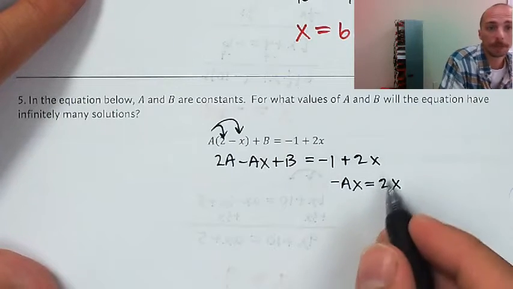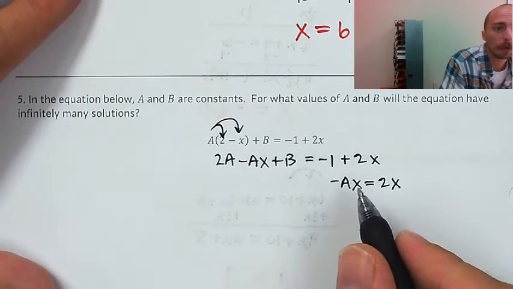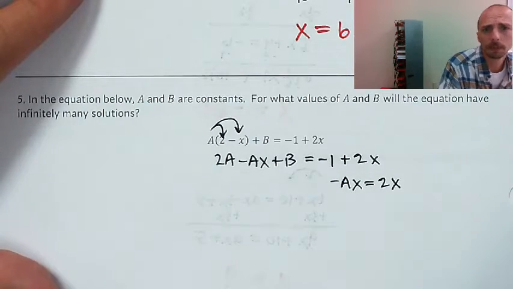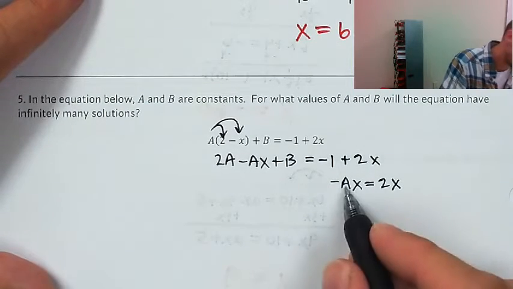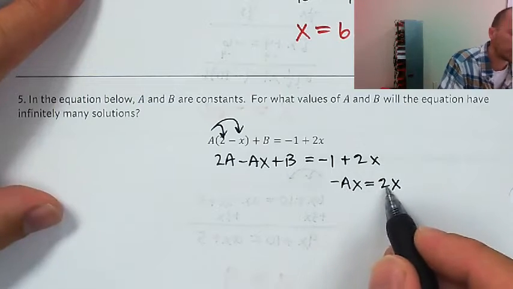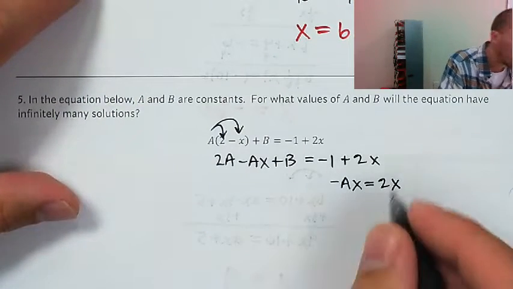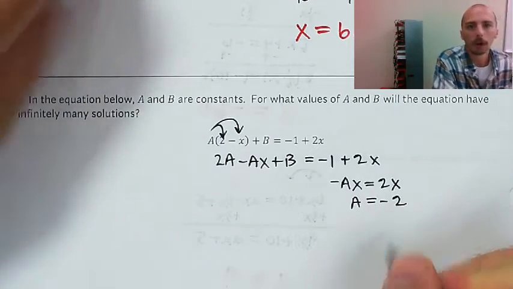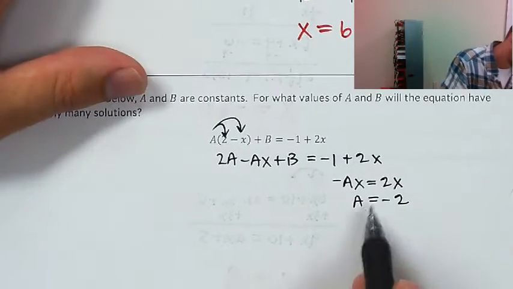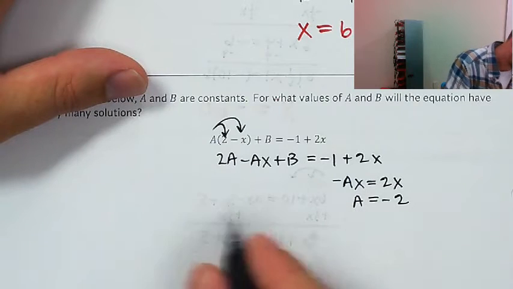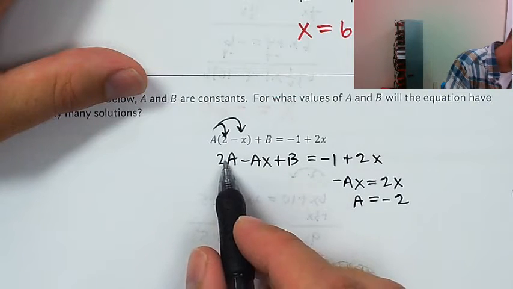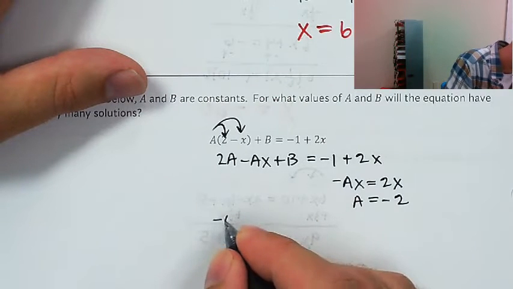Okay, I can divide both sides by x, provided that x isn't 0. But we're really not concerned with the value of x because we want it to have infinitely many solutions. And so, or you could just be like, okay, negative ax equals 2x. Okay, a is going to have to be that negative 2, which I think is a better way of solving it with our eyes. Okay, and then past that, I've got, oh yeah, 2a is going to be negative 4.